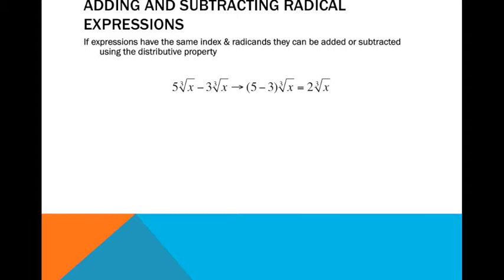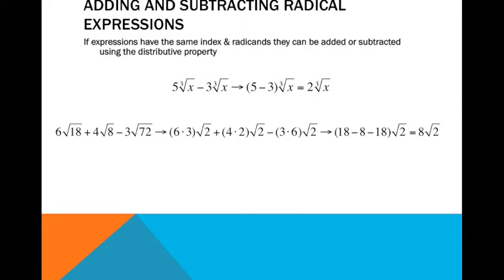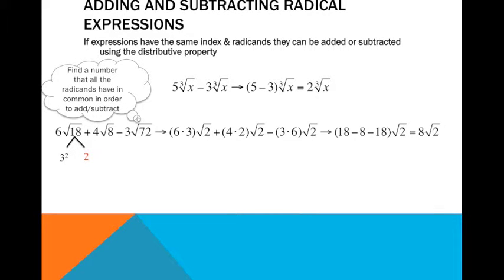In more complicated problems, you need to find a number that all the radicands have in common. In this case, that number is 2. Simplify the problem so all that is left under the radical is 2. By simplifying it even further, you will find that the answer to this problem is 8 root 2.